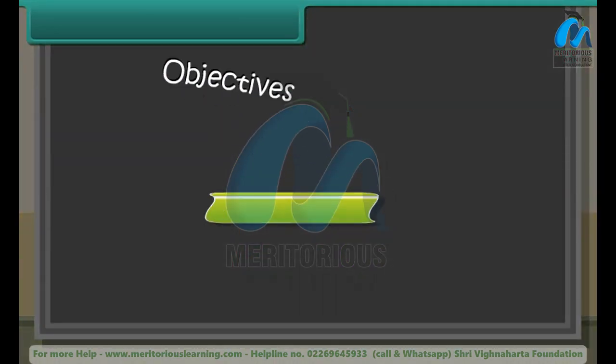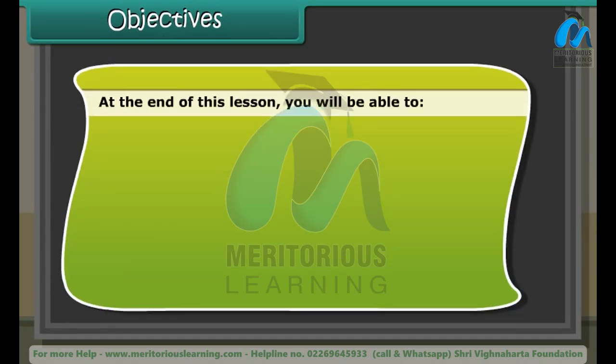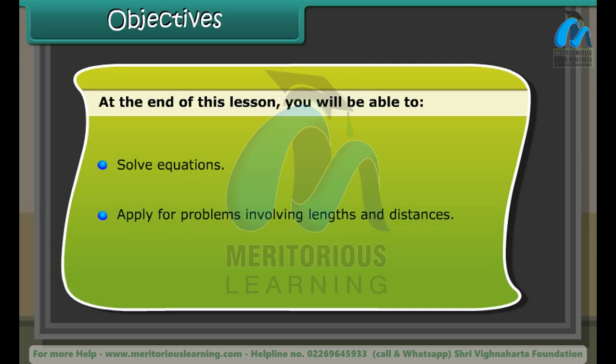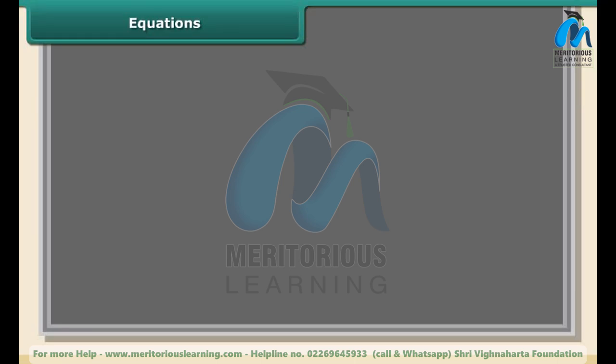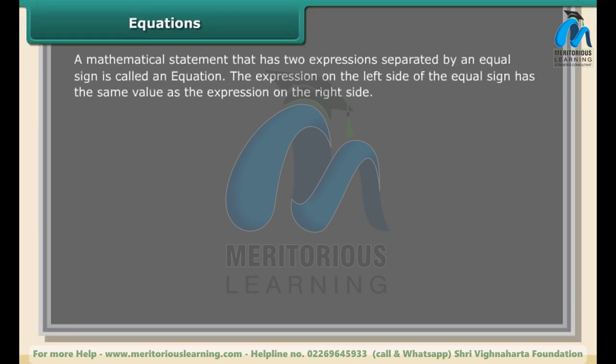Objectives. At the end of this lesson, you'll be able to solve equations and apply them to problems involving lengths and distances. Equations. A mathematical statement that has two expressions separated by an equal sign is called an equation. The expression on the left side of the equal sign has the same value as the expression on the right side. A few examples of equations.